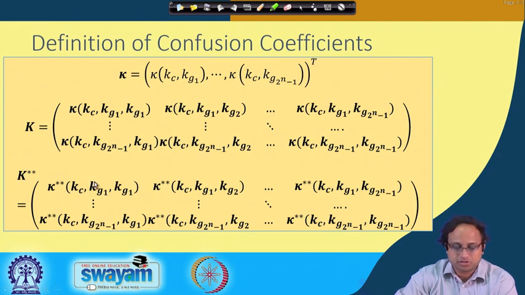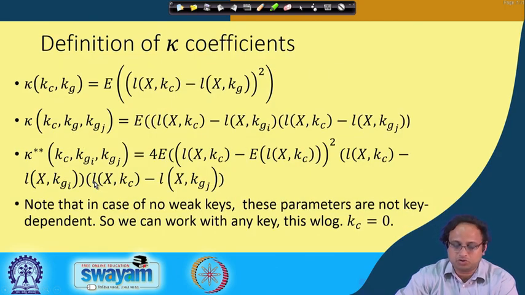I am not going into the derivations behind them, but just writing down the results here. The kappa of Kc comma Kg is defined as the expectation of L(x, Kc) minus L(x, Kg). Remember that L was my leakage function, so I am using L to estimate the leakage. This is your input and this is the corresponding key: the correct key and the guess of the key. Again you can calculate kappa of Kc comma Kgi comma Kgj.